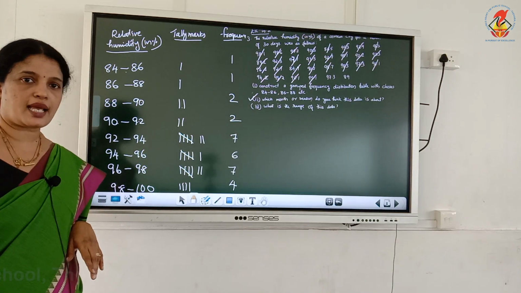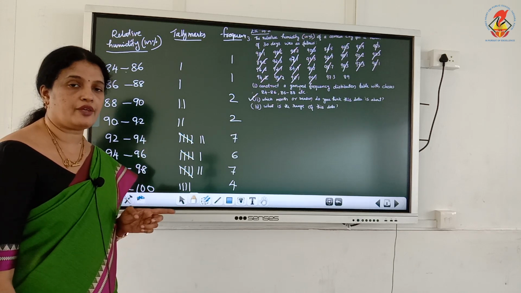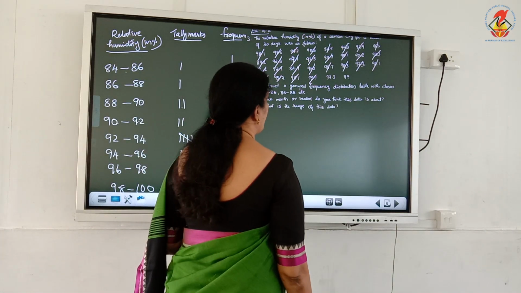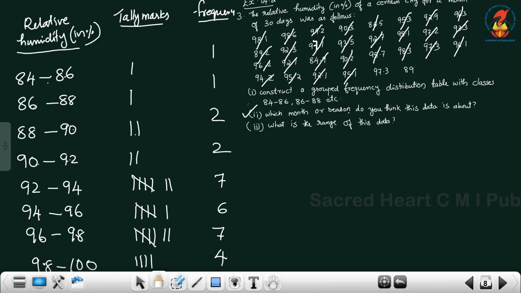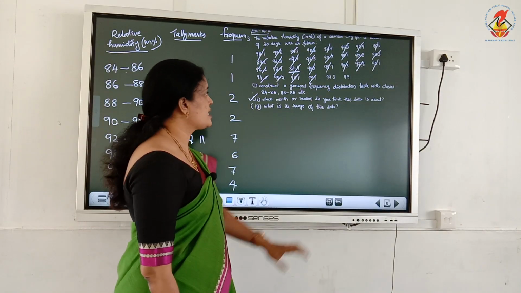What is the range of this data? Here, range means the difference between the highest observation and the lowest observation. What is the highest observation? The highest observation is 99.2 and the lowest observation is 84.9. You can calculate 99.2 minus 84.9. Okay, here what is it, 15.7.